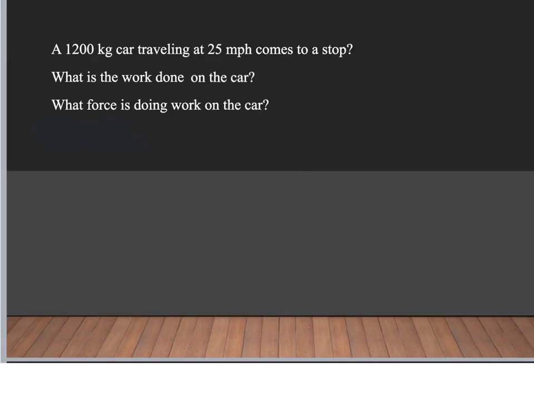All right, so this is a problem we actually did. I think it was the first one that we did. So, a 1,200 kilogram car traveling at 25 miles per hour, and it comes to a stop. We originally found the kinetic energy of this car. We converted the units from 25 miles per hour to a speed of 11.17 meters per second. All right. It's asking for what is the work done on the car.